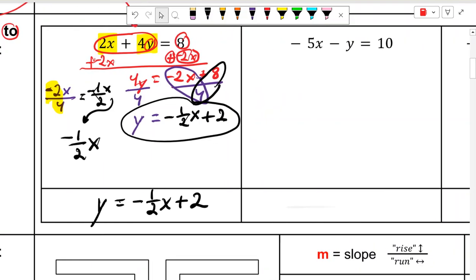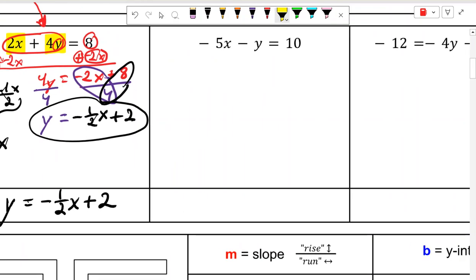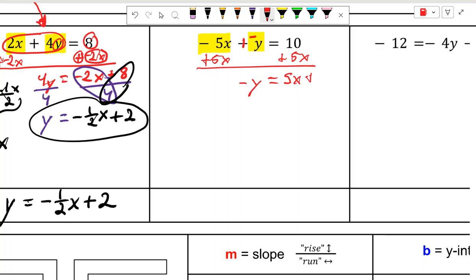Let's try it again. This is standard form 2. We have a subtraction sign here, so we'll deal with it, additive inverse. You can see it is standard form because we have an x value and a y value on the same side. So let's deal with the x value first. We will add a positive 5x to both sides. That will give us a leftover of negative y is equal to 5x plus 10.